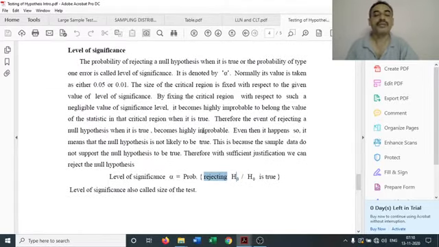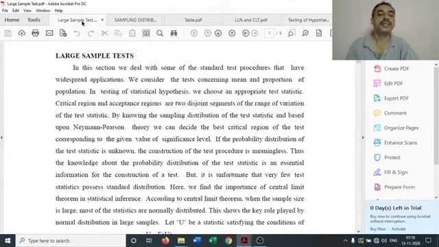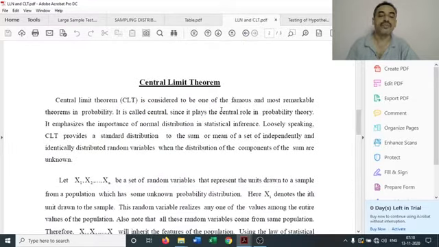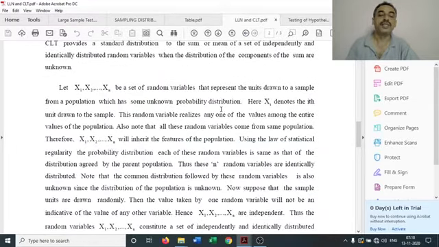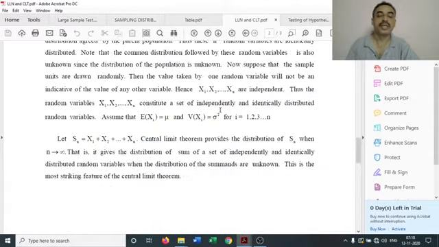But we find that statistics which possess standard distributions are very rare. So in this situation we have the importance of the central limit theorem. In the central limit theorem we find that when the samples are sufficiently large, irrespective of the population distribution, which may be exponential, Poisson, uniform or anything, most of the statistics can be considered as normally distributed.